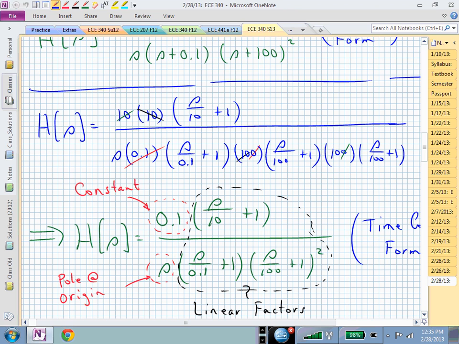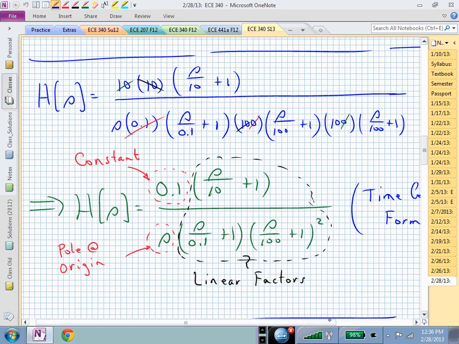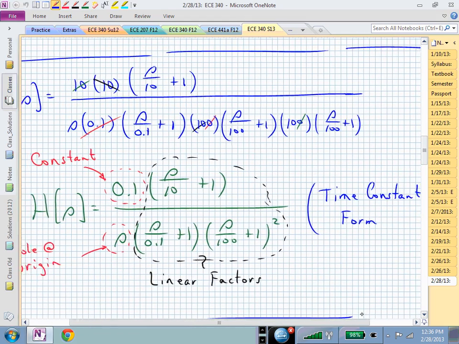We have the pole at the origin explicitly factored out. And then we have these other three terms that are factored in such a way that there's just one S in each of those factors. Just remember that there's two identical factors of S over 100 plus 1, and we're just collapsing that down with the squared piece. That's the linear factor, and this is then the time constant form.